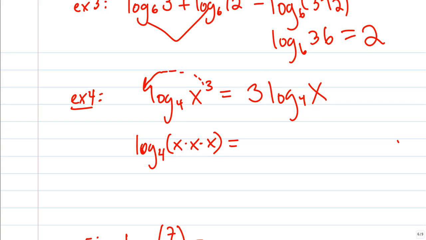There's a quick way of kind of proving that this will work. Look, if I have log base 4 of x cubed, that's like log base 4 of x times x times x. And we're feeling okay turning multiplying into adding, aren't we? So this would become log base 4 of x.